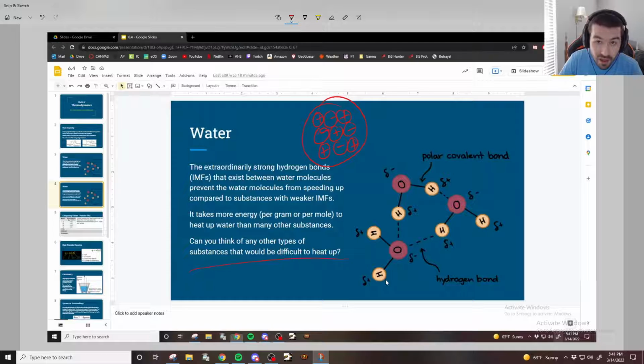It takes a lot of energy to get these to move, right? We know that these substances have high melting points and high boiling points for the same reason, okay? It takes a lot of energy to get these particles to start moving. So that's heat capacity. It is very much related to intermolecular forces in the same way that melting point and boiling point are related to intermolecular forces.